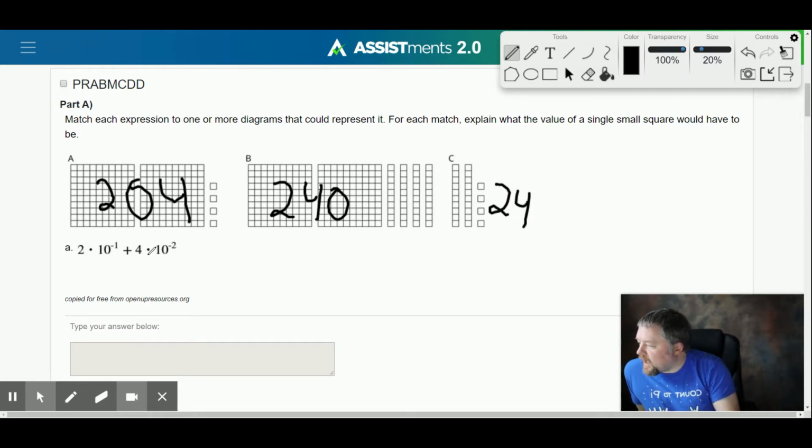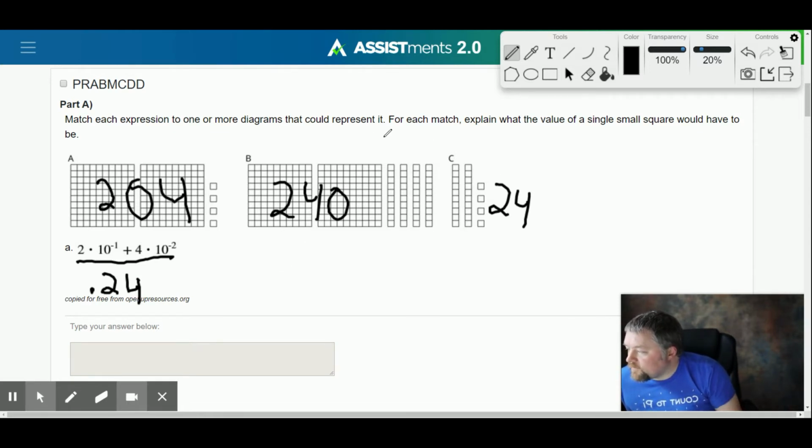Now we have to think about how we could represent these numbers right here. The big important piece of this is, like I said above, a 10 to the negative 1 is 1/10. That means we're dividing by 10. 10 to the negative 2 means 1 over 100, so we're dividing by 100. 2 tenths and 4 times 100ths is 0.24.